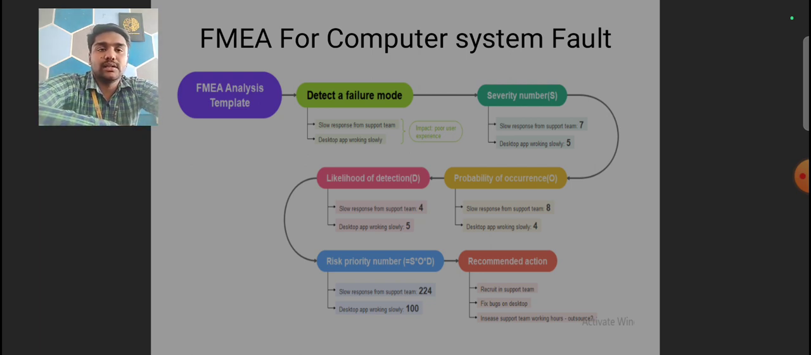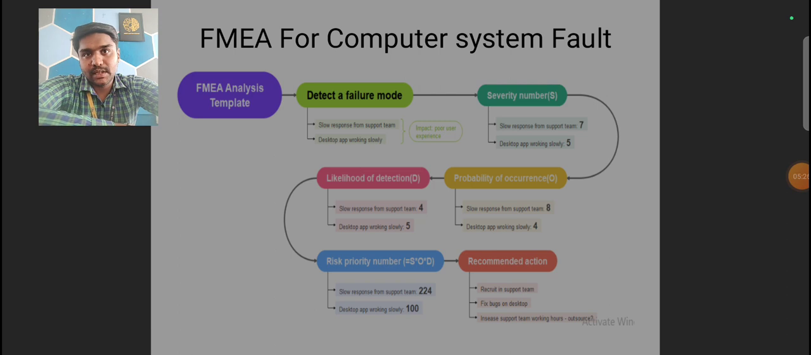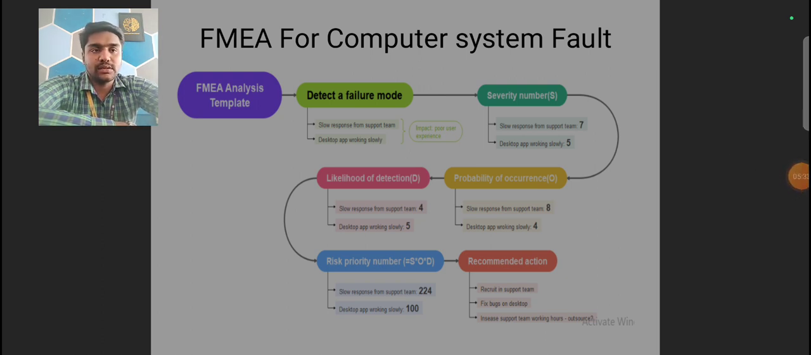Then the probability of occurrence: how repeatable the problem is, and the likelihood of detection. The third one is the risk priority number, which is the severity number multiplied by the probability of occurrence multiplied by the likelihood of detection, along with the recommended action. In this way, failure mode and effects analysis is applied in the production sector, and this is the best example of FMEA application in a computer system fault. Thank you.